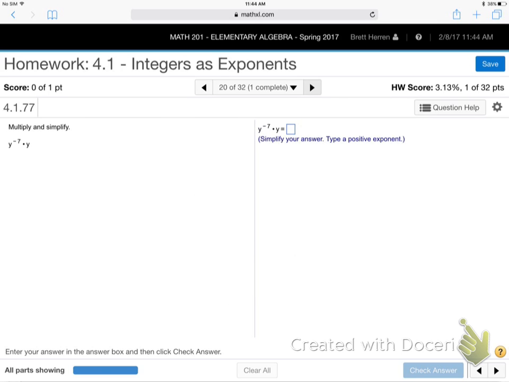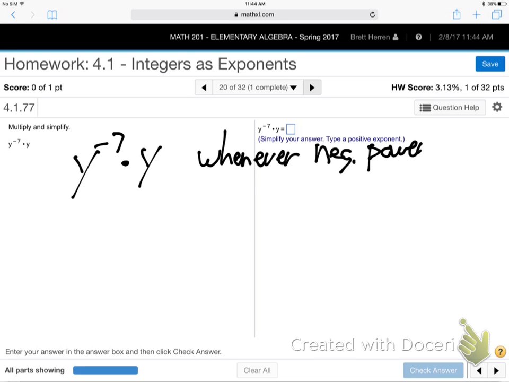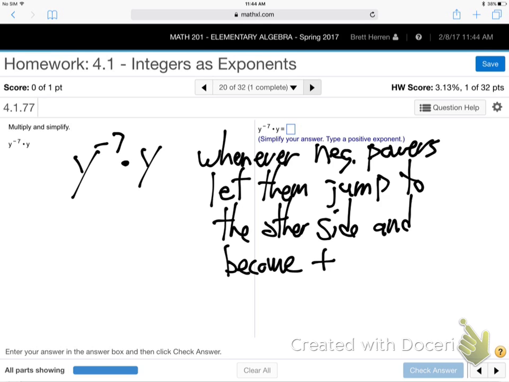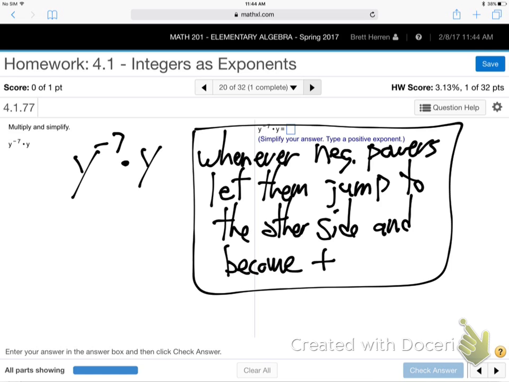All right. So how about this one? Let me give you guys a plan to make this easier for you. So what I would do, for the first thing, whenever there are negative powers, which we have here, let them jump to the other side and become positive. First, do that first. Let that be your first action.